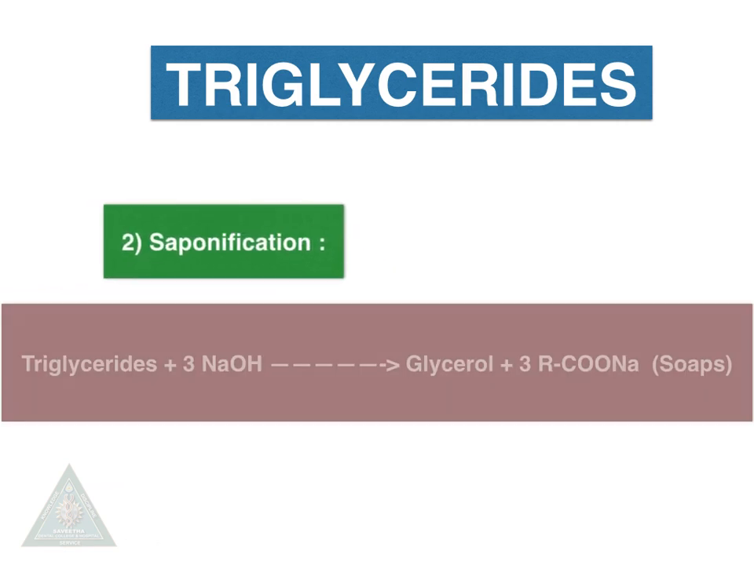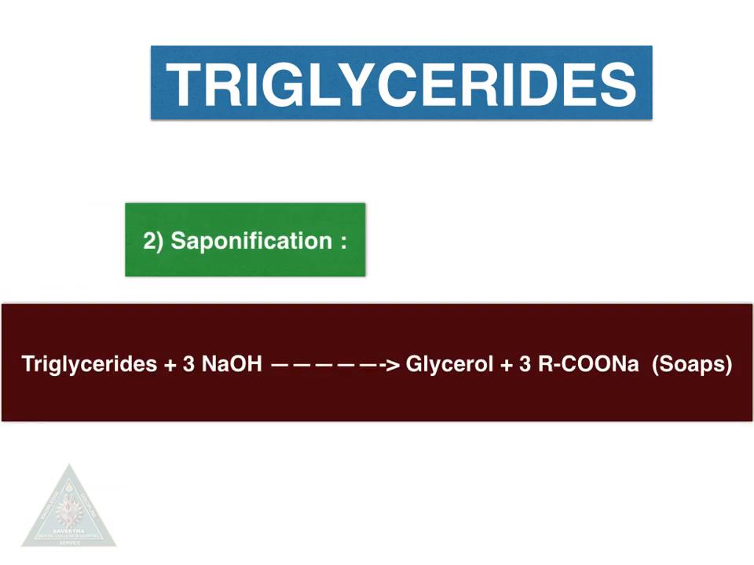The next property is saponification. Saponification is soap formation. You can take it as an idea in your mind. It is the hydrolysis of triglycerides by an alkali, which gives glycerol plus a soap.